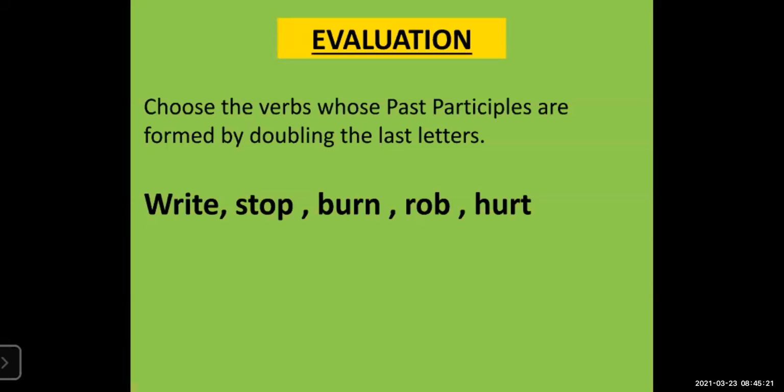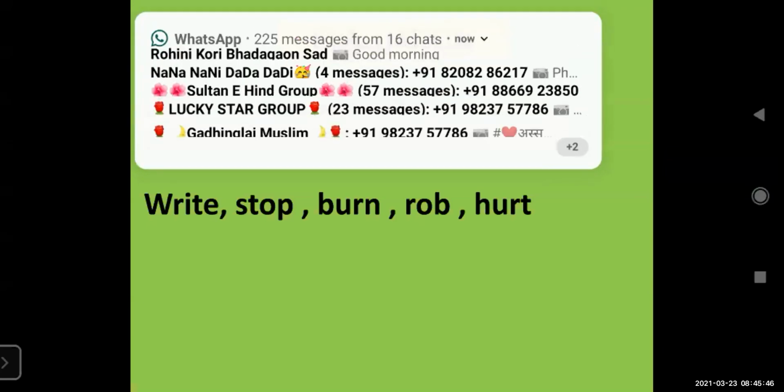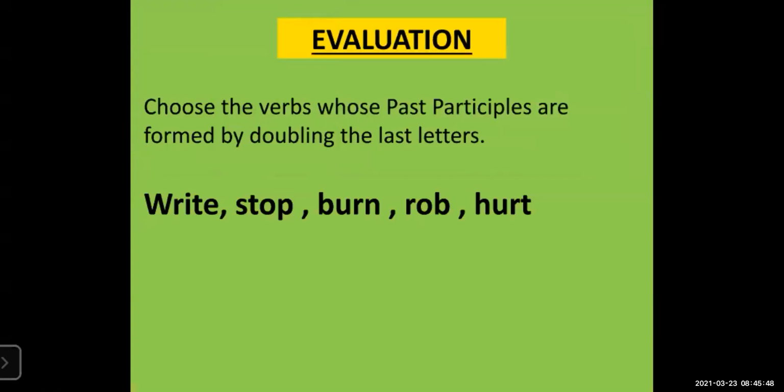Which is the right answer? In which verb can you double the last letter? Tell me. Write, W-R-I-T-E, how can you double here? E is not doubled, no? What is the past tense of write? It is wrote. Then next, stop. S-T-O-P. Can you double here? Stopped. S-T-O-P-P-E-D. It is right. So stop is the correct answer.